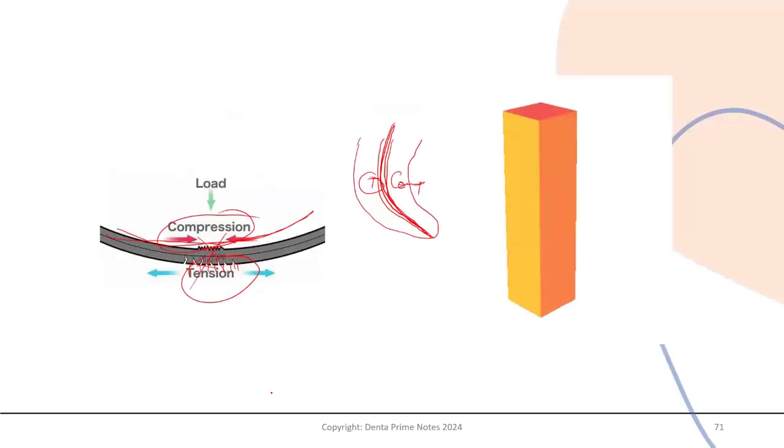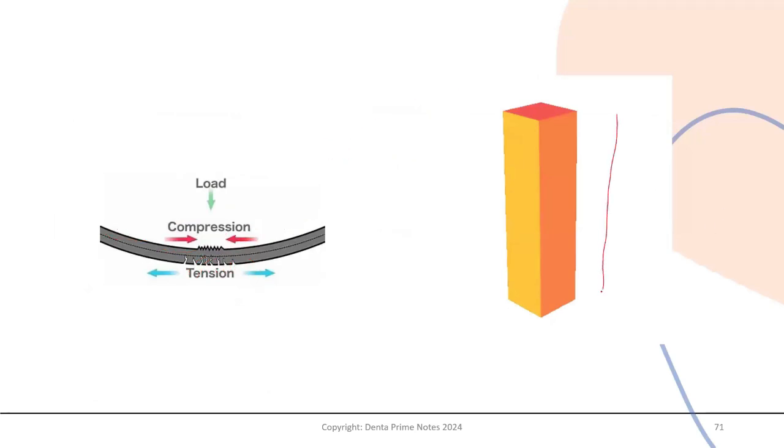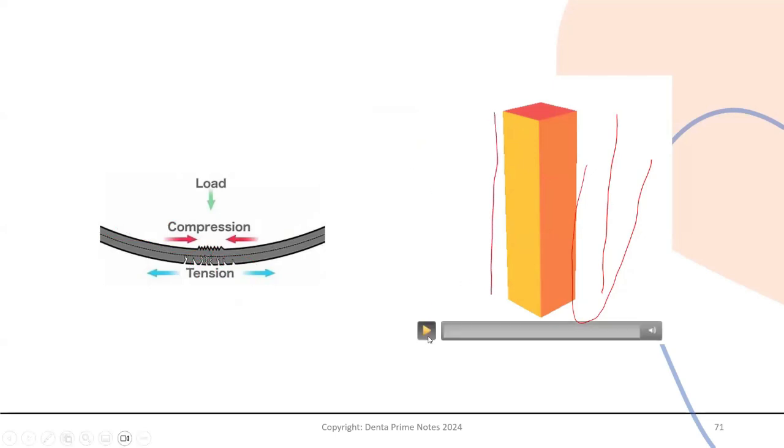So this is what happens. For example, imagine this is a file going inside the canal of a tooth. That's a really bad drawing, sorry. So this is a file, and let's see here.